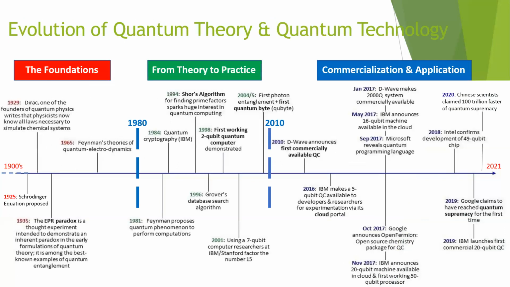Now imagine a journey through time where the quantum landscape has transformed from abstract theory to concrete technology. In the early 20th century, pioneers like Max Planck and Albert Einstein laid the foundation of quantum mechanics, revolutionizing our understanding of the subatomic world. Concepts like superposition and entanglement emerged, hinting at the potential for quantum computation.